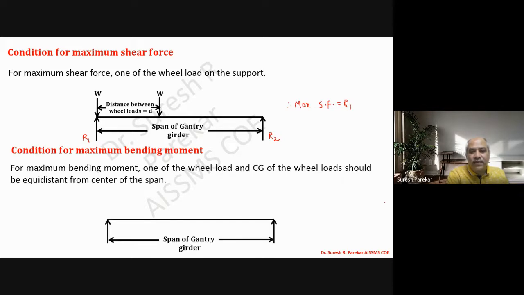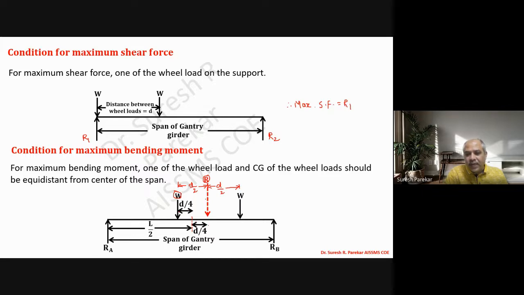One of the wheels and the centroid should be equidistant. So you can see this is my centroid, or I can say resultant. And this resultant we have at a distance d by 2. So we have this as d by 2. And we have one of the wheels, W, and R equidistant from the centroid. So you can see this is my centroid, and this d by 2 is divided into d by 4 and d by 4.